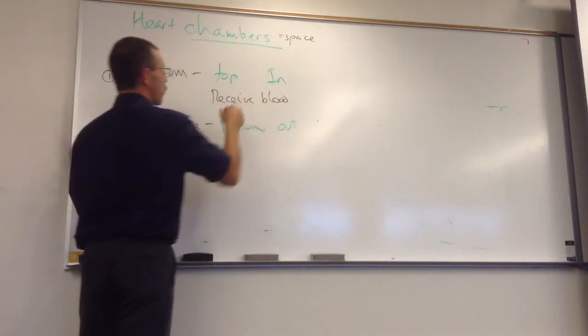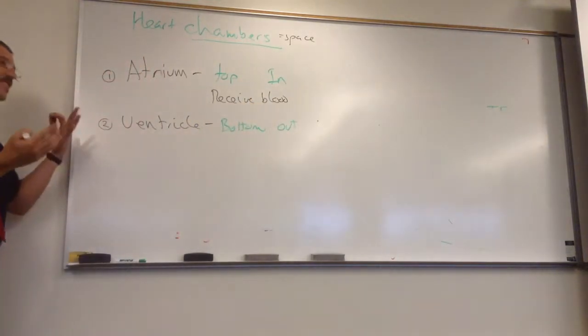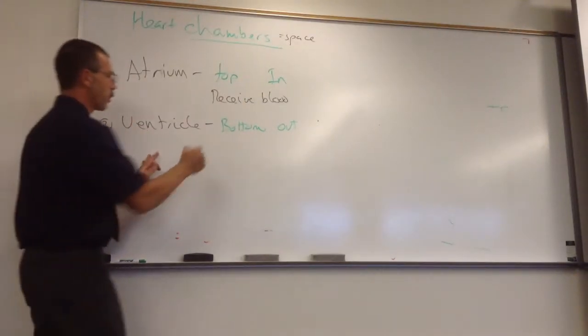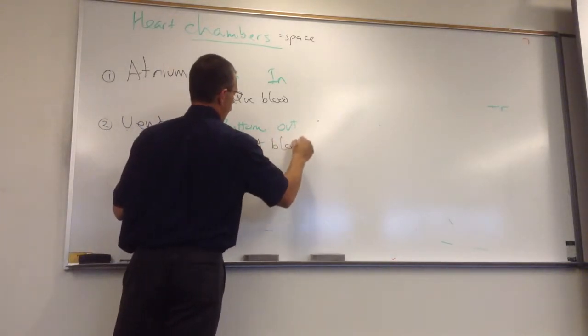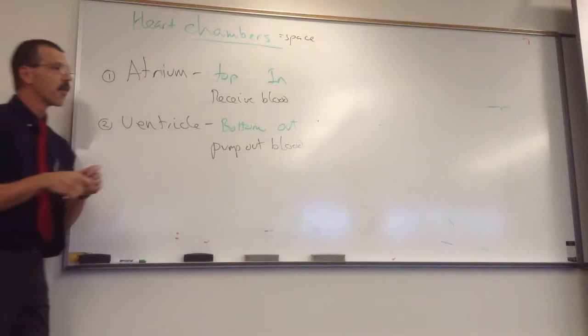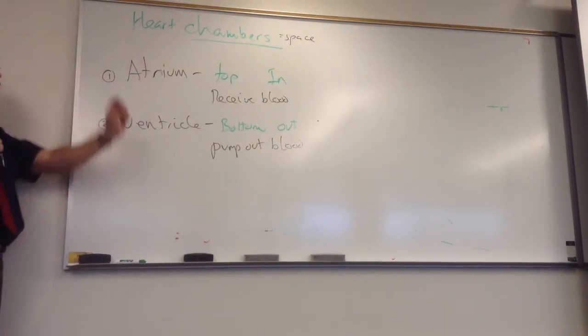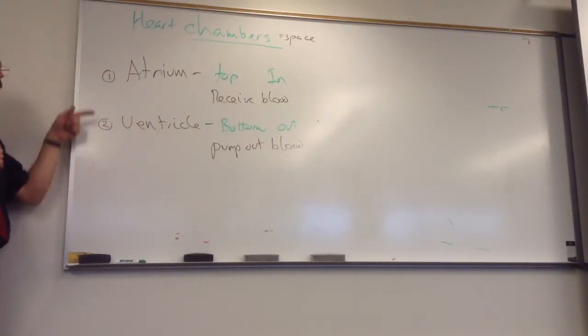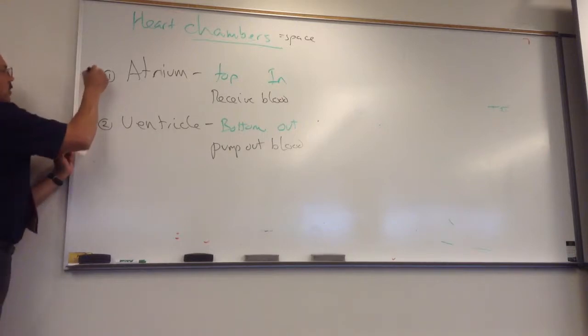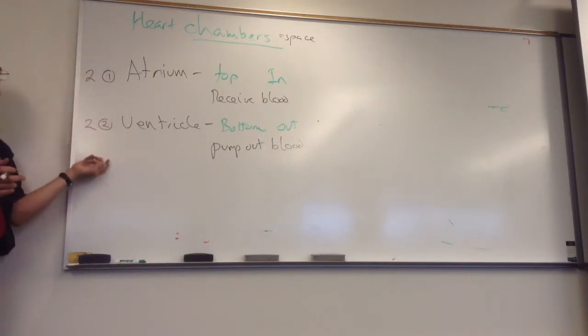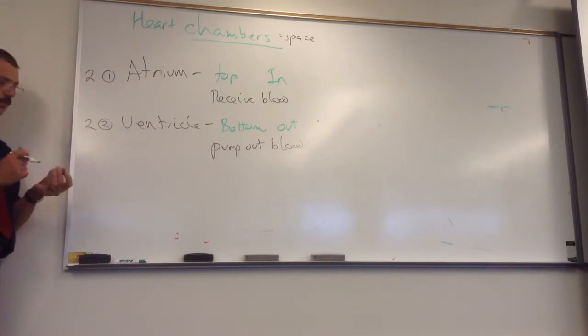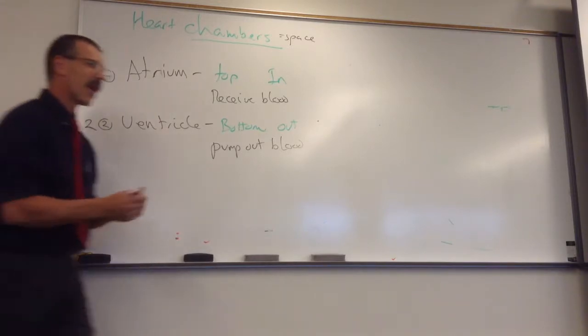By the way, an atrium of a building, you walk into the atrium where you receive your guests. Ventricles pump out. So you have in rooms and out rooms. How many of each do you have? Two and two, because you have four chambers total in a human heart. There's two ins and two outs. All right. Let's figure out why you have two and two.